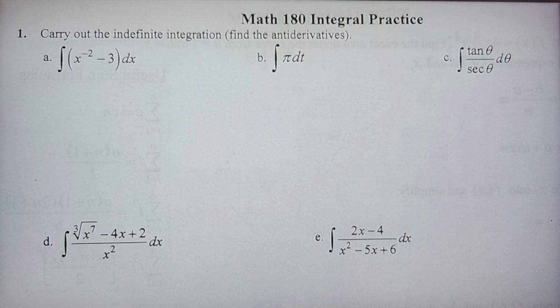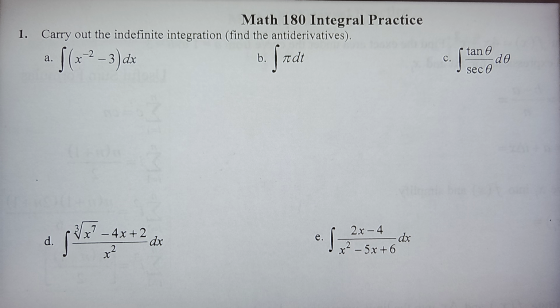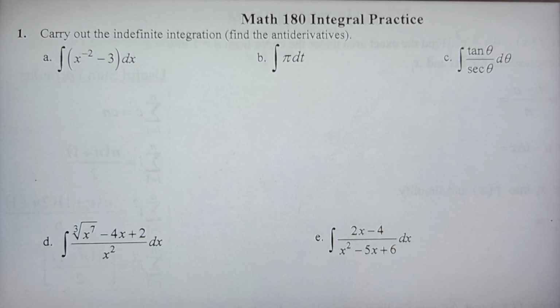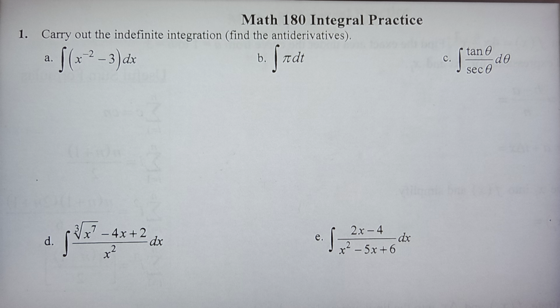How many terms are on the bottom of part D? 1. And whenever the bottom's got 1 term, you can break it up. Simplify, simplify, simplify. What's the antiderivative of each piece? The antiderivative of pi? What is pi? It's the number.